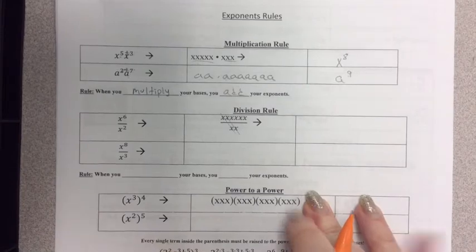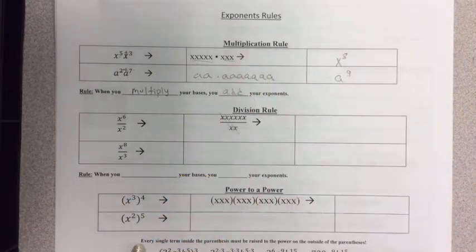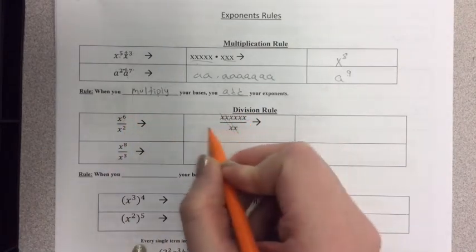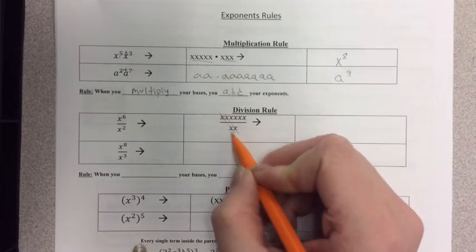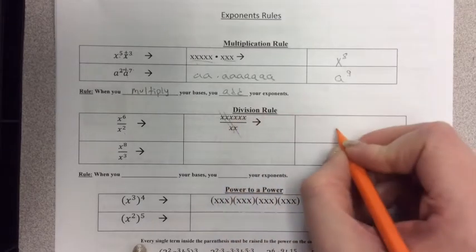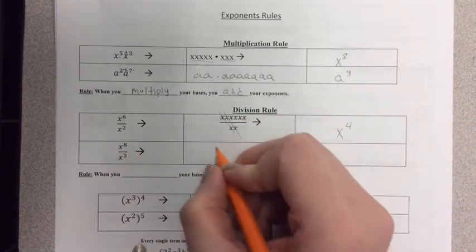All right, moving on to our division rule. So this is kind of like the opposite of the multiplication rule. So I have x to the 6, x squared, or 2 x's on the bottom, and then one on top, one on bottom, they cancel, and you're left with 1, 2, 3, 4 x's in the top, or x to the 4.